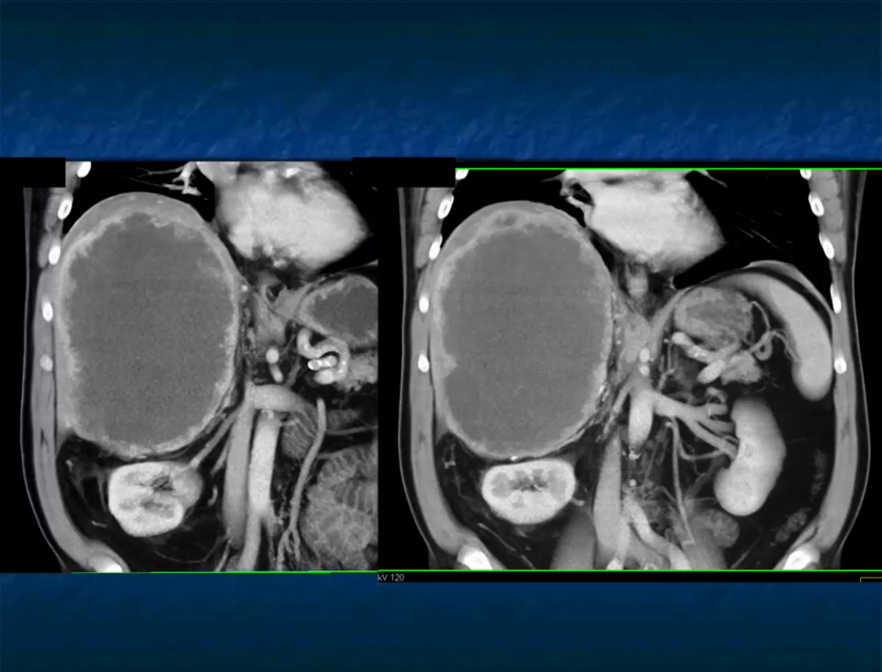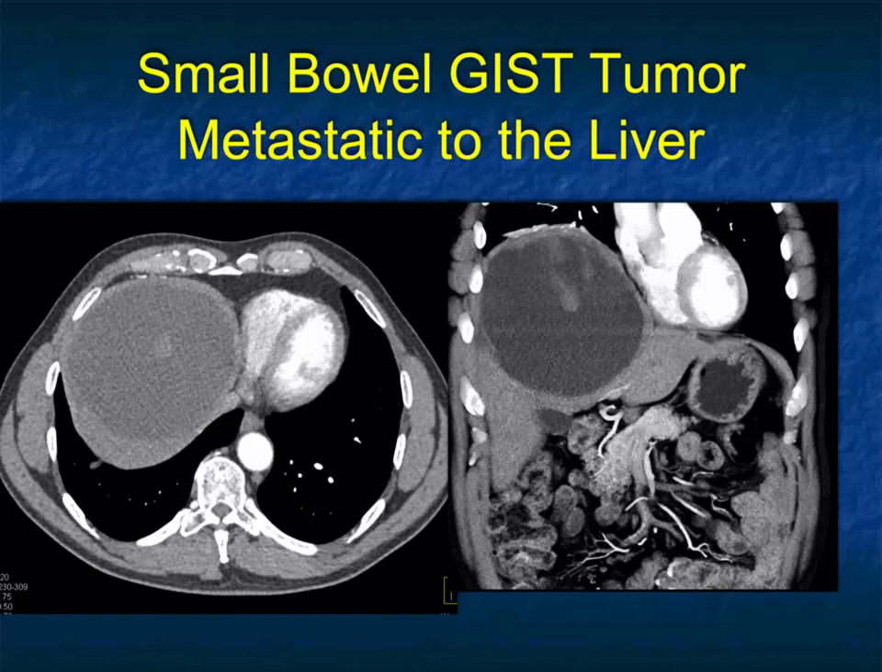And here's the same case on venous phase imaging, the nodularity in the wall of the cystic lesion, very classic for metastatic disease. Here's another patient with a GIST tumor, a small bowel GIST, to be precise.